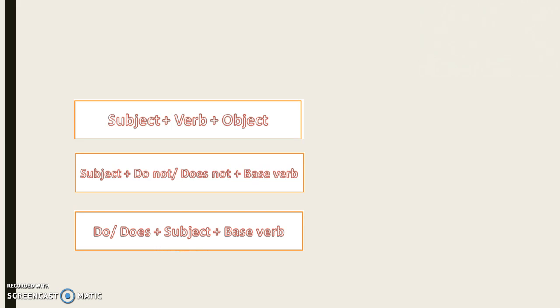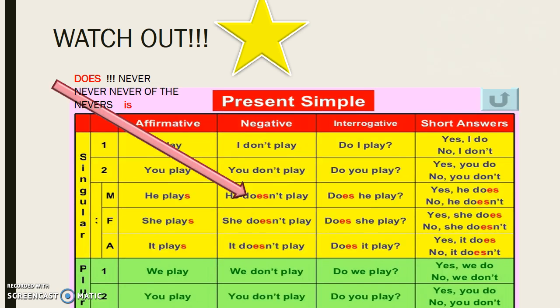We have subject plus verb plus object, and it makes an affirmative sentence. Subject plus do or not. Watch out here, okay? It says do or not, and the base of the verb, and then you have a verb. It's not like the verb to be. I'm just making this difference because sometimes you get confused. And then we have do or does plus the subject plus the base verb to make an interrogative question. So watch this out.